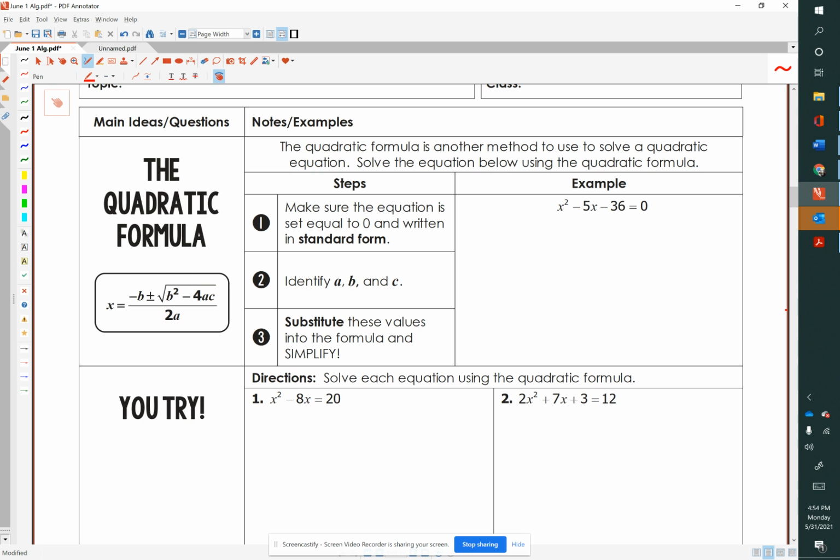We've talked about graphing, factoring, completing the square, and now we're going to use the quadratic formula, which is this: x equals, and in the numerator, negative b plus or minus the square root of b squared minus 4ac, divided by all of that, divided by 2a.